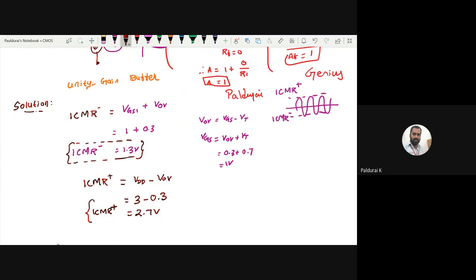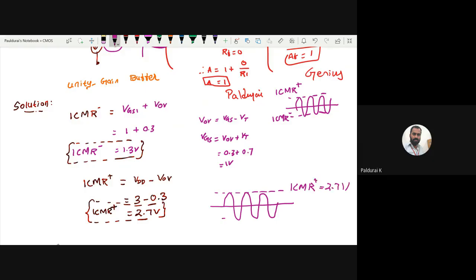So the maximum input common mode range, ICMR plus. Now what is the conclusion? This is my input common mode range, where the maximum ICMR plus is 2.7 volt, and the minimum ICMR minus is 1.3 volt. What is the DC value? What is 1.3 volt? What is the DC value, the average value?